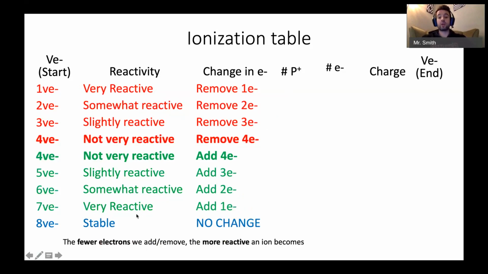So that's one takeaway here. That's kind of the second takeaway of the day. The fewer electrons we have to add or remove, the more reactive an atom becomes, because it wants to become an ion.